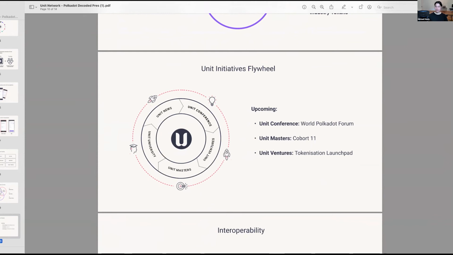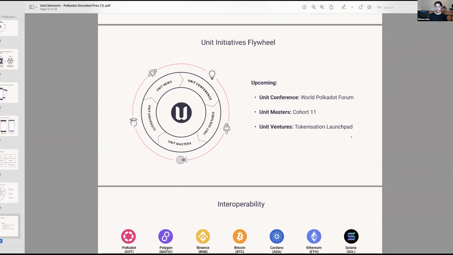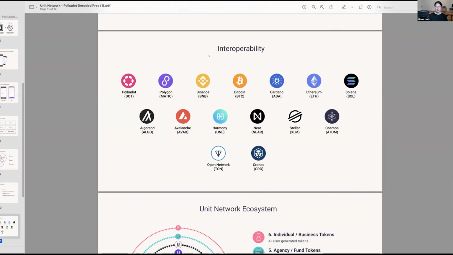Unit Masters, we're on our 11th cohort, as mentioned. So this is trying to educate and get people up to scratch with the token economy. Our Unit Ventures program is our launch pad and our accelerator incubator. If you've heard of something called Y Combinator, this is really similar. It basically allows people to be best equipped to launch tokens and DAOs. These are the different blockchains that we support and that we're interoperable with.